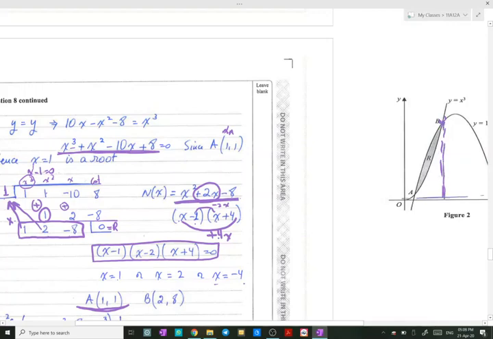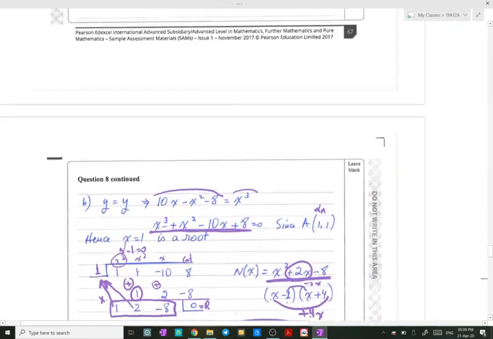In order to find the y of B, you replace x equals 2 either in the equation of curve C1, or in the equation of C2. So replacing x equals 2 in the equation of y equals x cubed is easier. x cubed is 2 cubed, which is equal to 8.